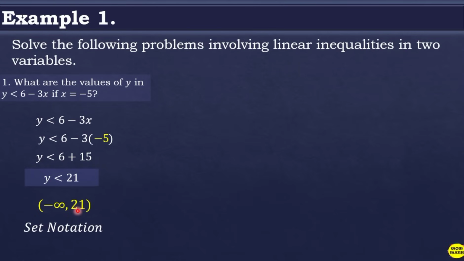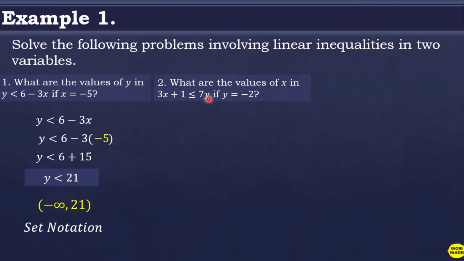So, this is your set notation. Now, if in case na meron tayong equal dito, ibig sabihin kasama yung 21, you will be using a bracket. Ibig sabihin 21 is included in the solution. Okay? Let's have the next one.